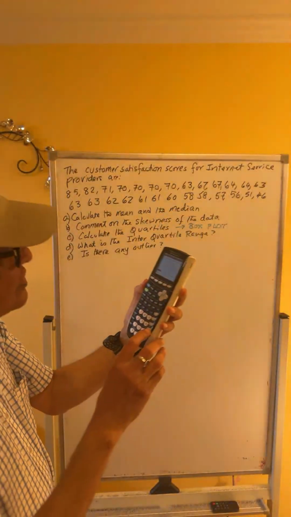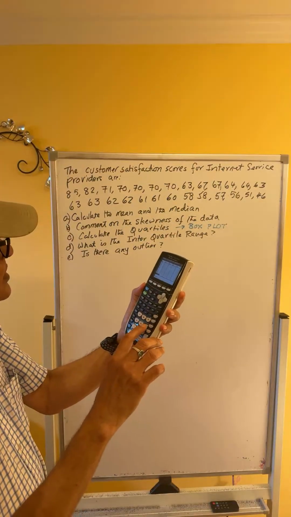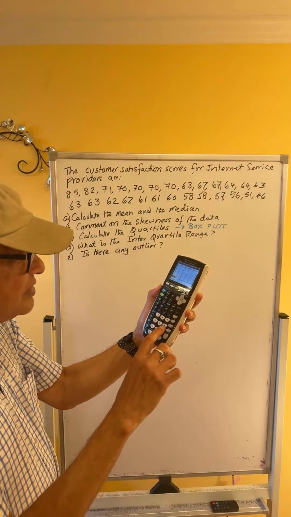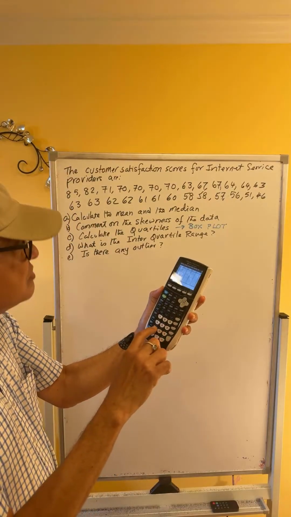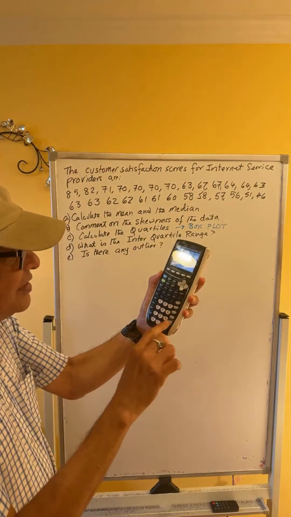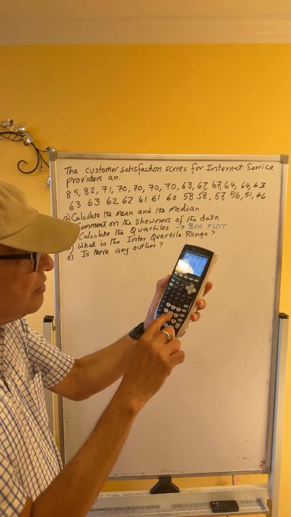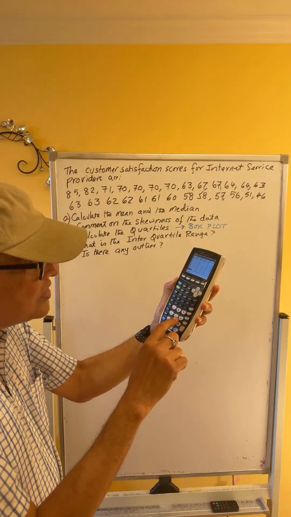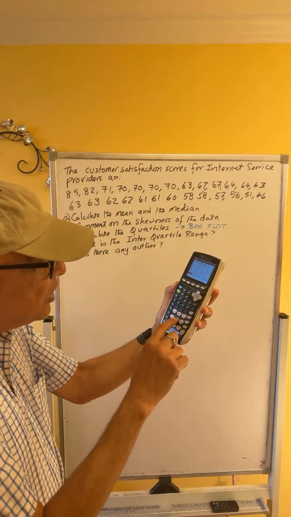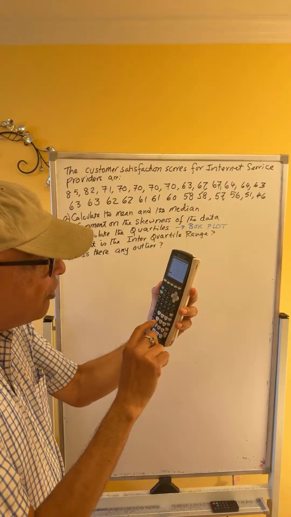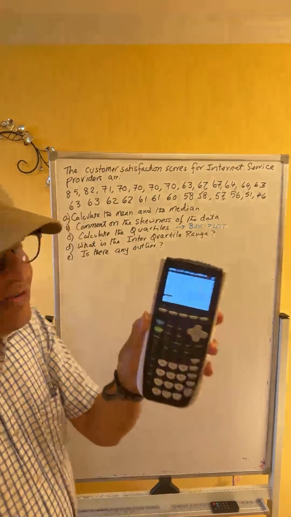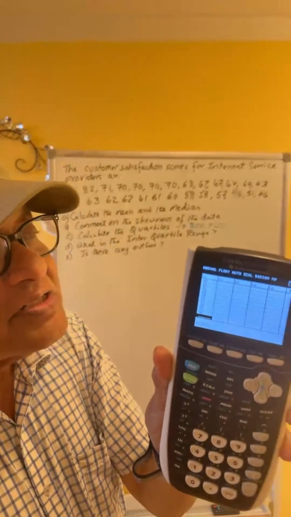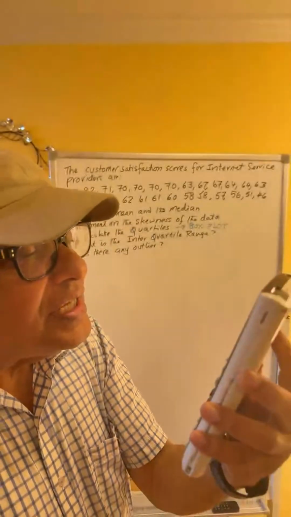Which is again another 63, then another 63, then 62 twice, then 61, 61, 60, then 58, 58, 57, 56, 51 and 46. So I've entered 26 data points. After 46 I hit enter. The cursor is sitting on the 27th line in L1.